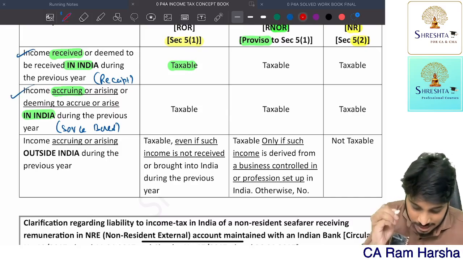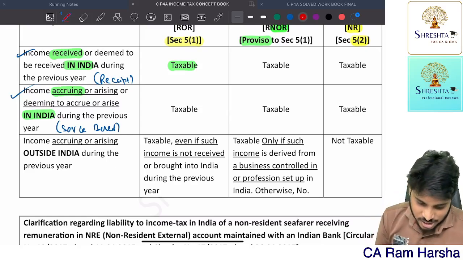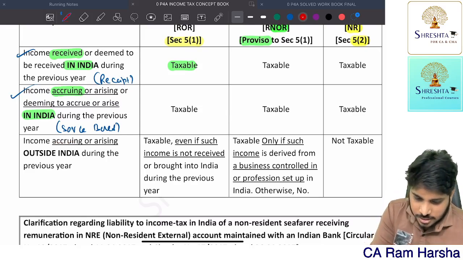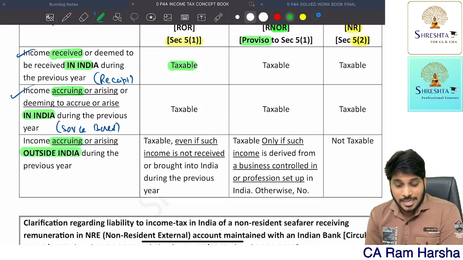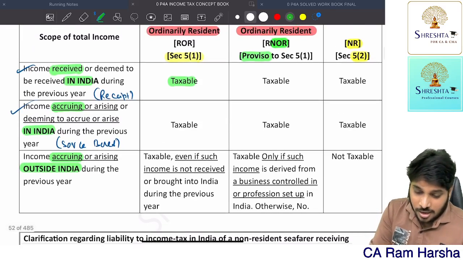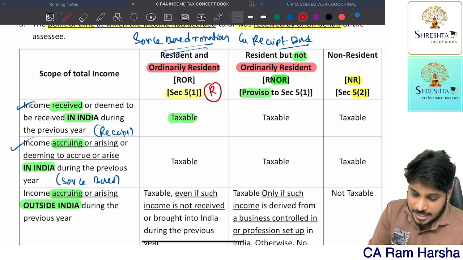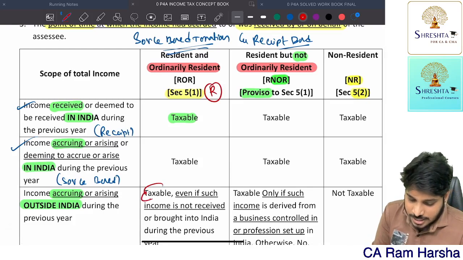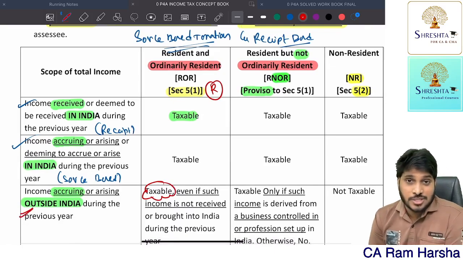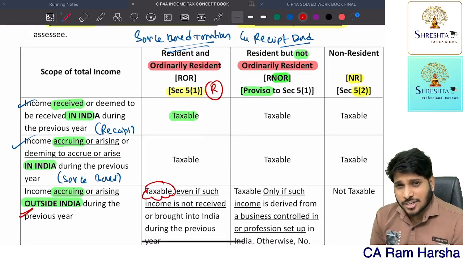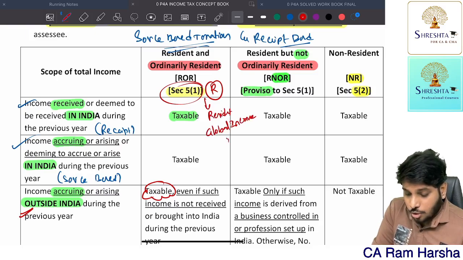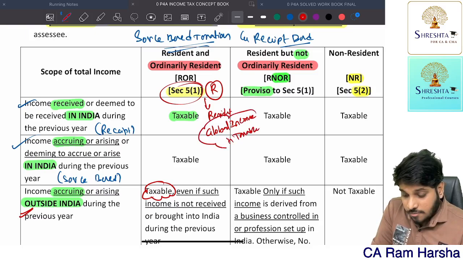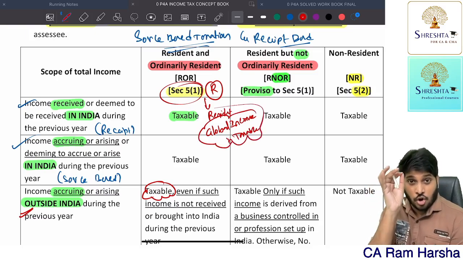Now you see the third category, an exceptional category. The income is accrued, but the income source is outside India. And for a resident, that is taxable. Even if the source of income is outside India, it is taxable. What are they trying to tell? As per section 5 subsection 1, for residents, global income is taxable. Even if the source of income is outside India, global income is taxable.